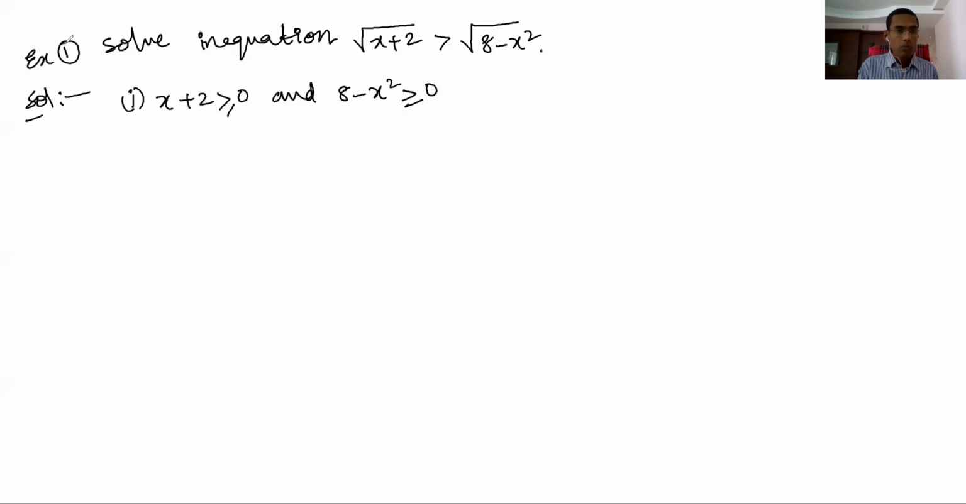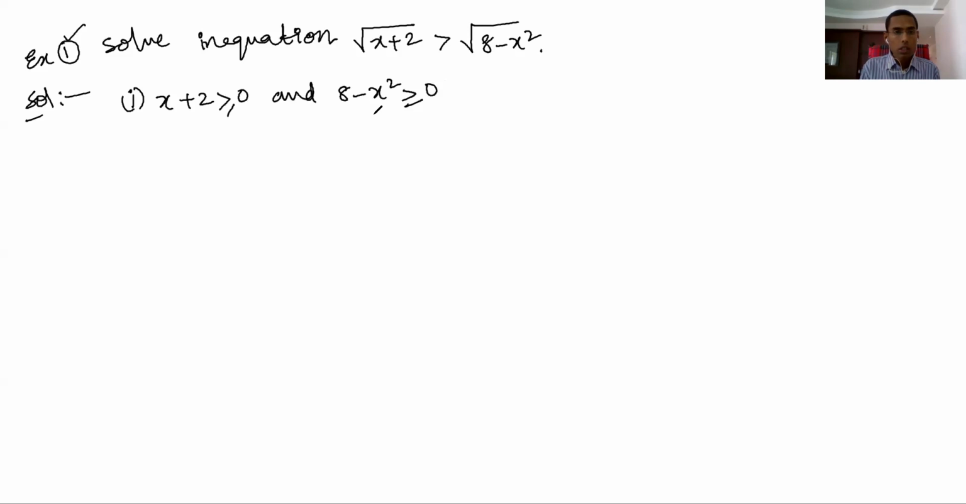Okay, now this is solving an inequality. The first point you should know is for what values of x this function is defined. So for that, x plus 2 must be greater than or equal to 0, and the next part is 8 minus x square must be greater than or equal to 0.